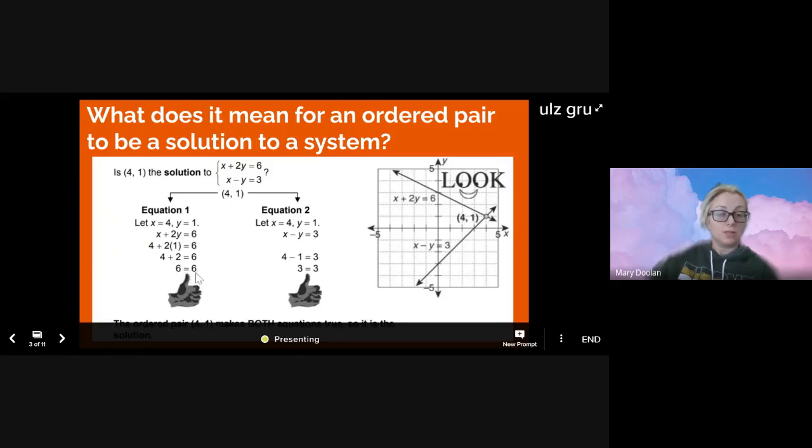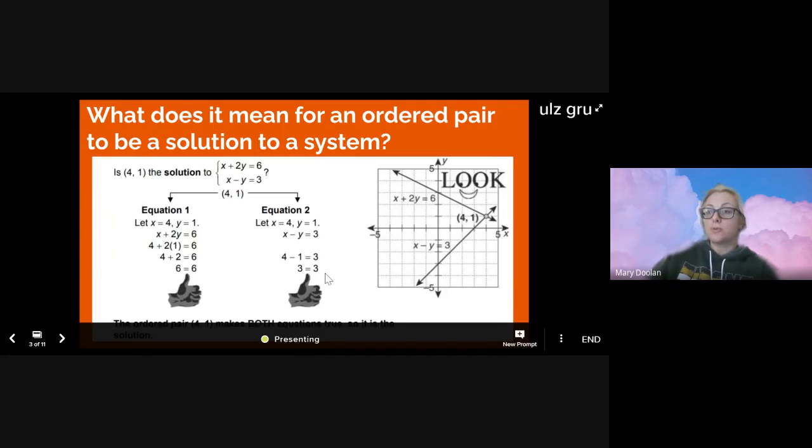6 equals 6 is true, so it does satisfy the equation. And then I would show that with the other equation. Equation 2, x minus y equals 3. Again, replacing the x with 4 because 4 is the x coordinate, and replacing the y with 1 because 1 is the y coordinate, and then evaluating it to see if we get something true or false. 3 equals 3 is true, so it works.